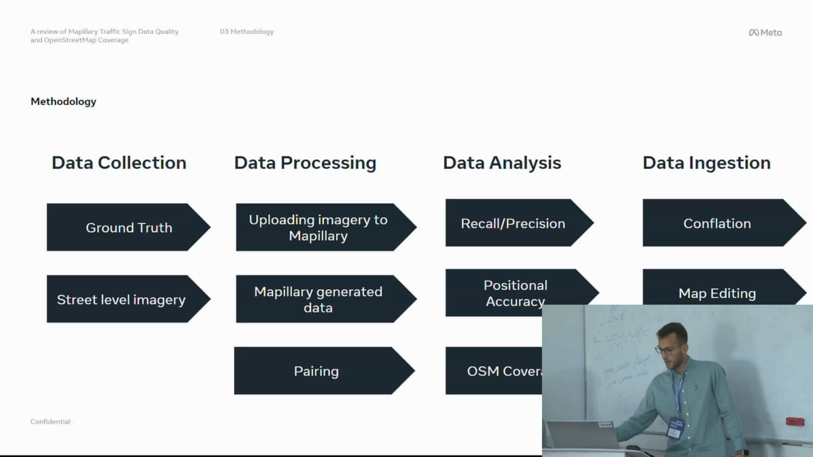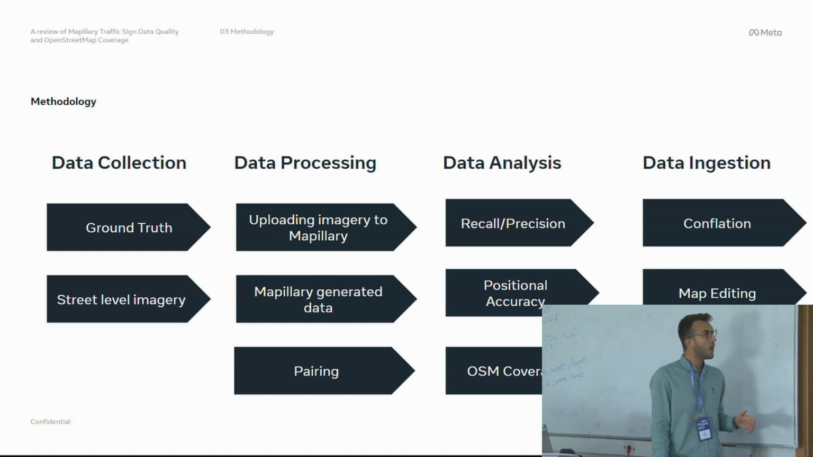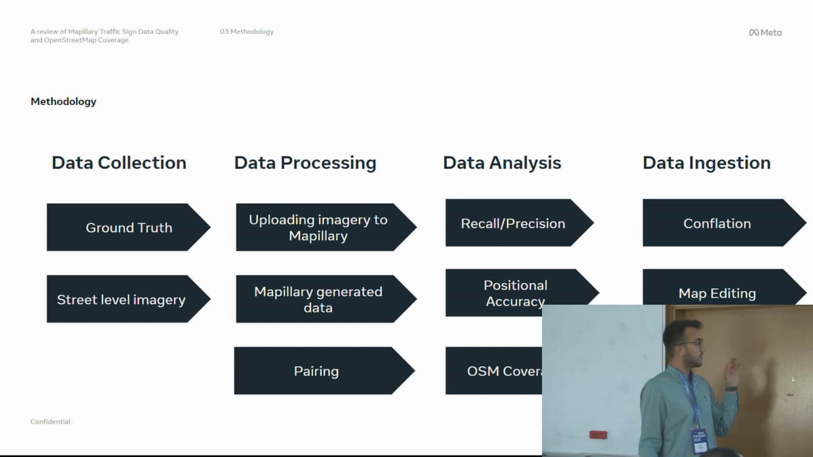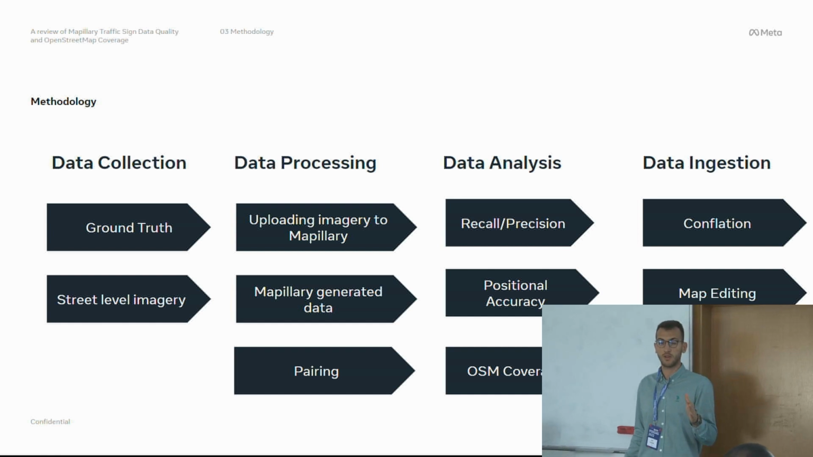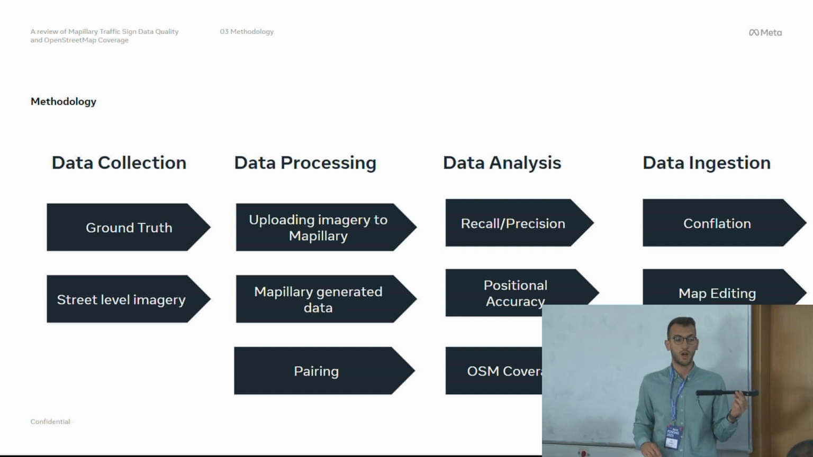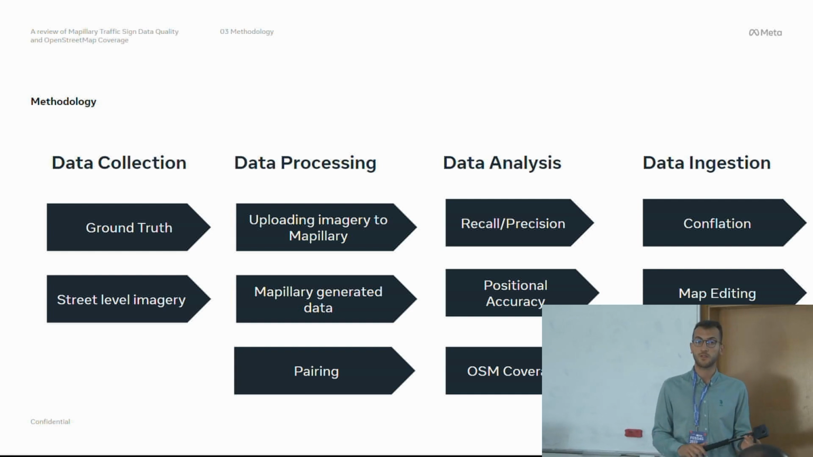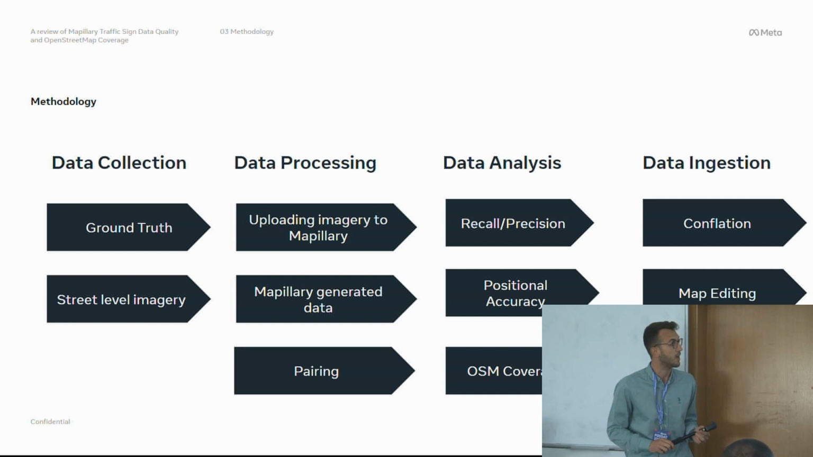All right, let's move into our methodology. Simply, we collect ground truth data with surveying equipment, and then we use GoPro Max for street level imagery collection in the San Francisco area of interest. You will see the map in the next slides.